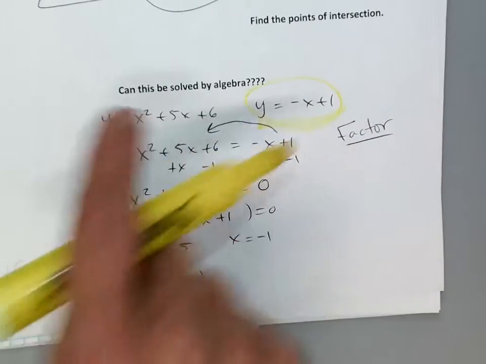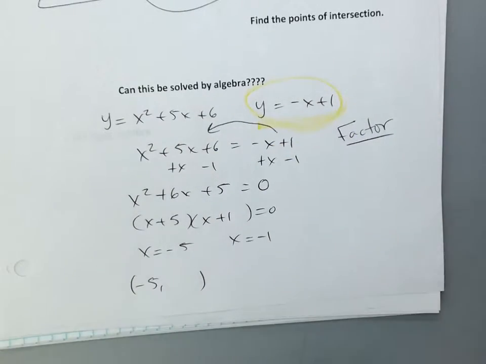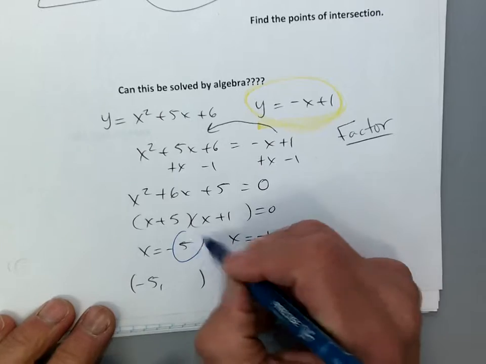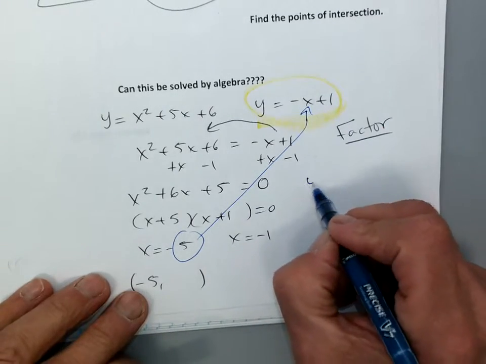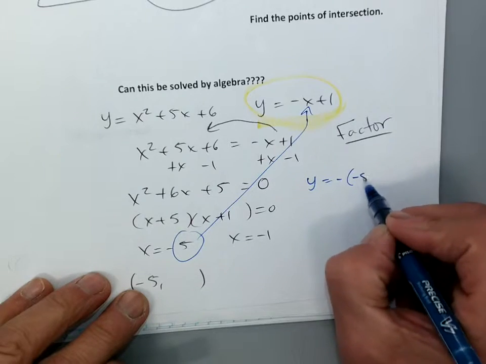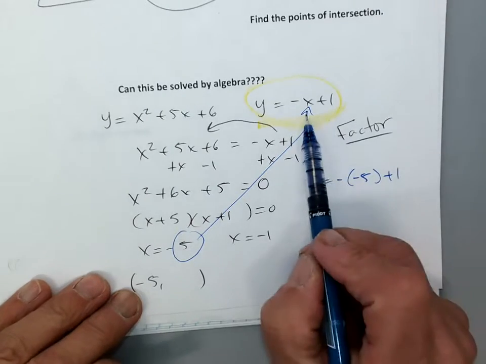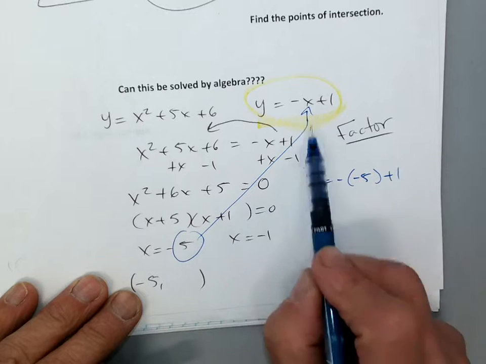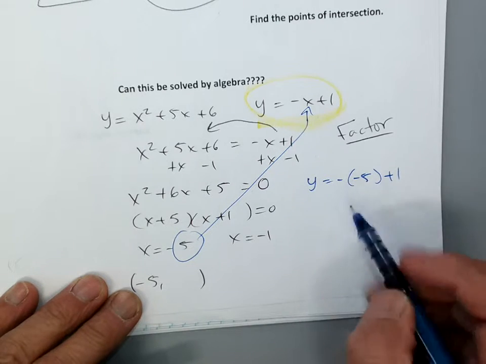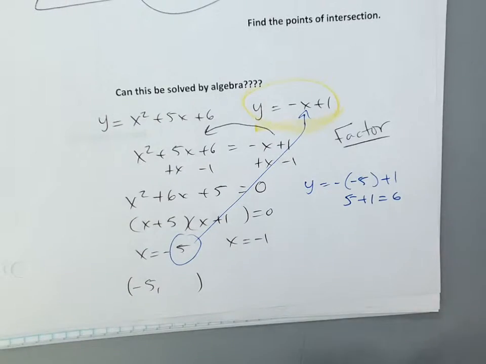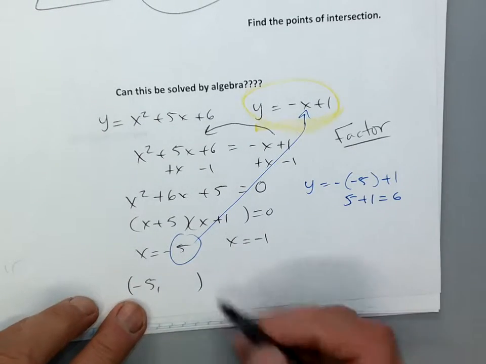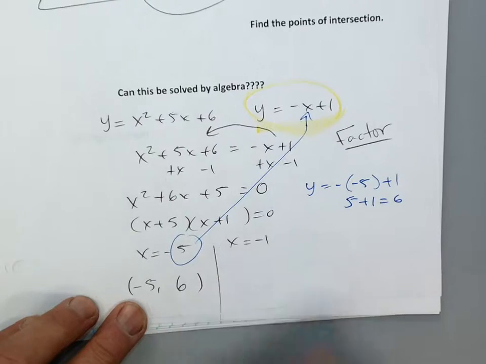Both work. Let's choose the easy one. Okay, so I'm going to take and put my -5 right there. So I'll have y equals -5 plus 1, because I put my -5 right there. -5 is 5 plus 1, which is 6. So one of my points is (-5, 6).